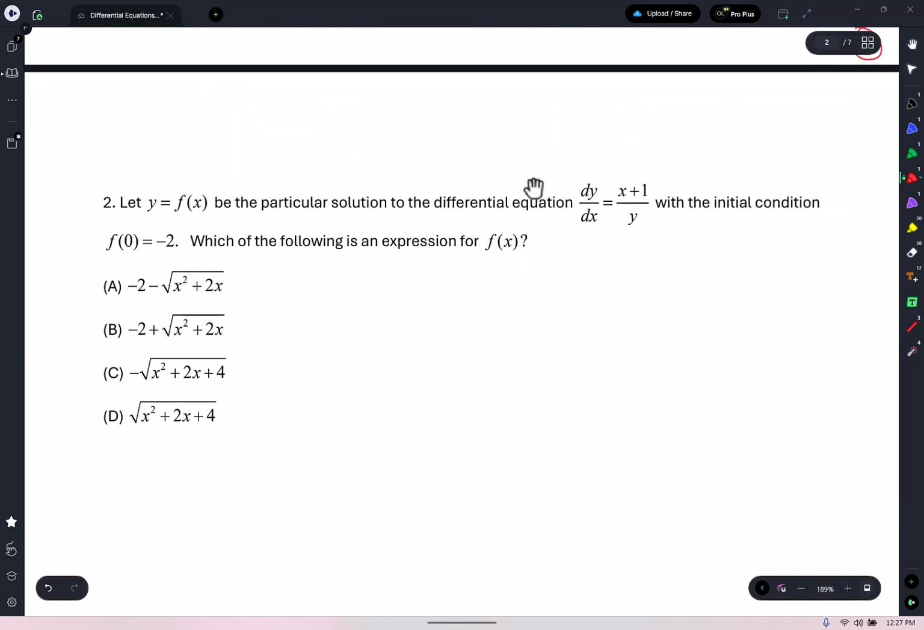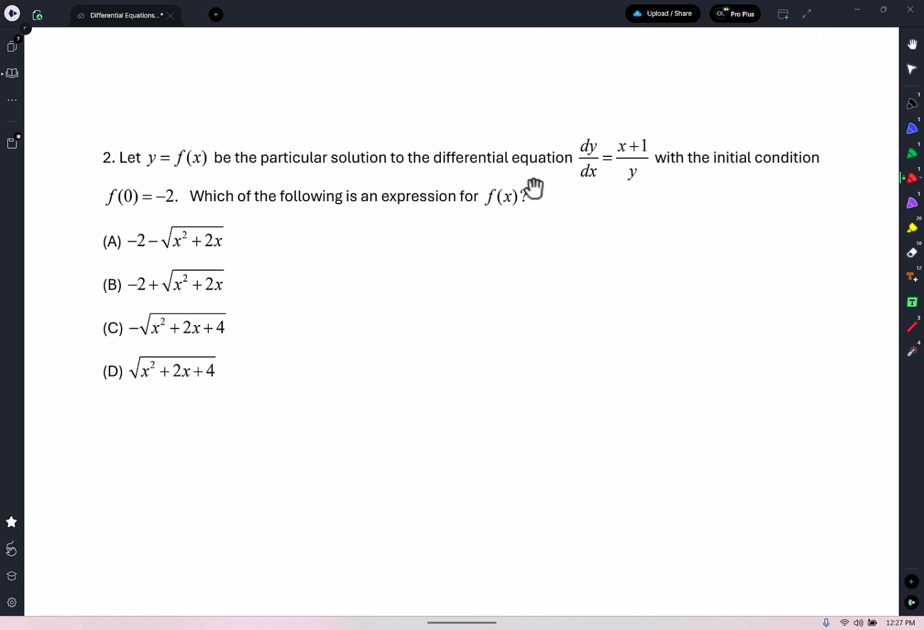All right, this question here, let y equals f of x be a particular solution to the differential equation with initial condition f of 0 equals negative 2. Which of the following is an expression for f of x? So what you do, guys, is separate the variables. So y dy equals x plus 1 dx. Put that in parentheses. You don't have to. You can just take antiderivative. And then you're going to go y squared over 2 equals x squared over 2 plus x plus c.